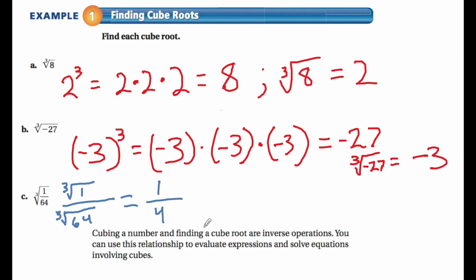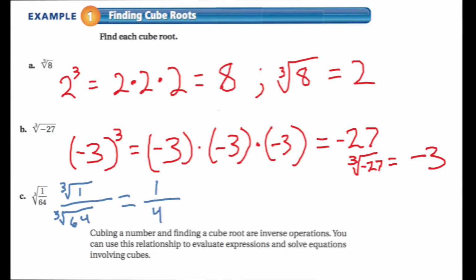Cubing a number and finding a cube root are inverse operations. You can use this relationship to evaluate expressions and solve equations involving cubes, which we'll do on the next one.